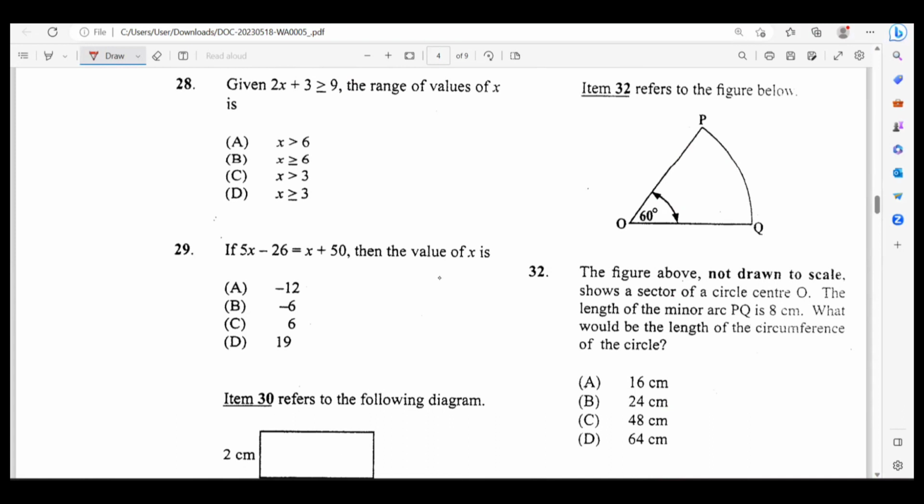All right, given that 2x plus 3y, 3x plus 3 is greater than or equal to 9, minus 3, 2x is greater than or equal to 6. All we're doing is solving. So x is greater than or equal to 3. You're employing normal solve. So you look for your answer. There it is. Answer is D.